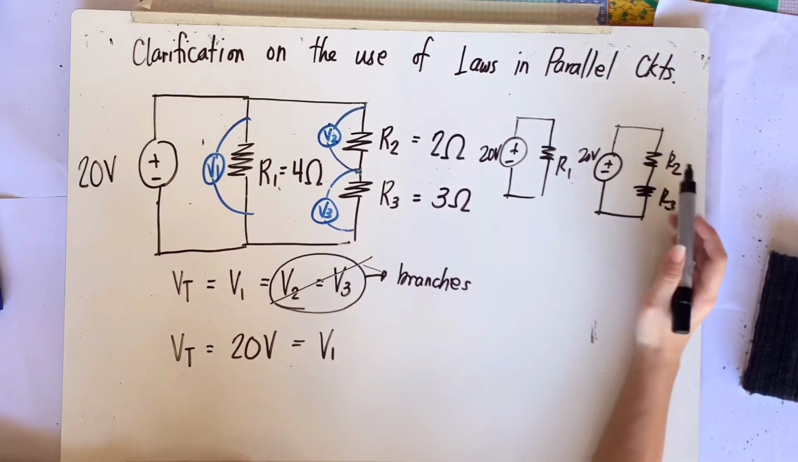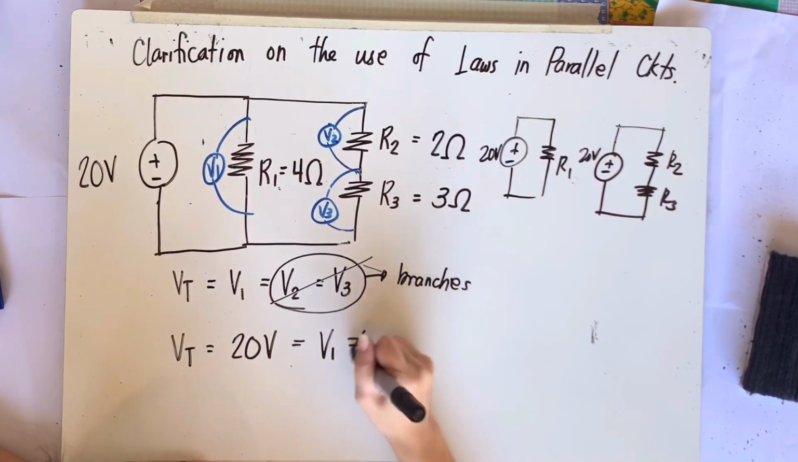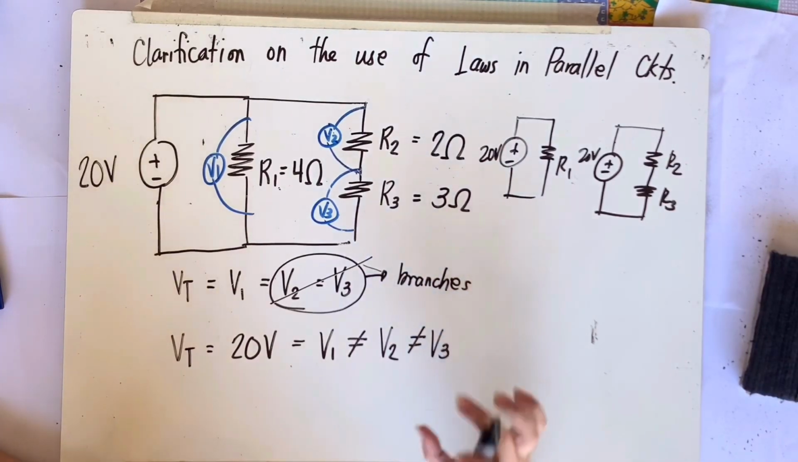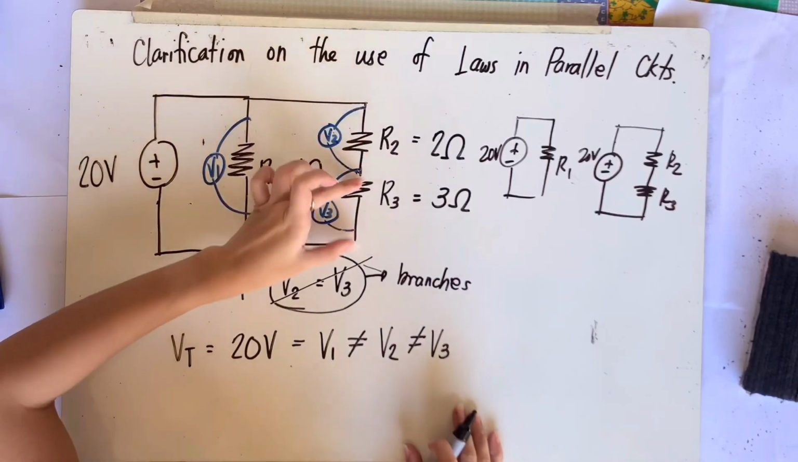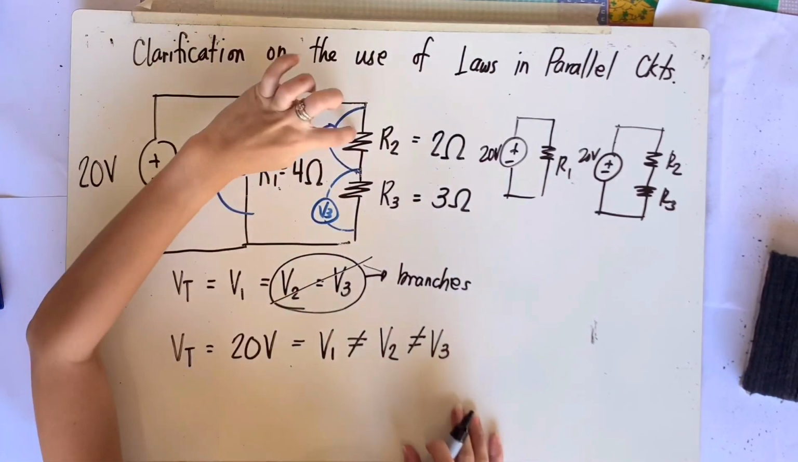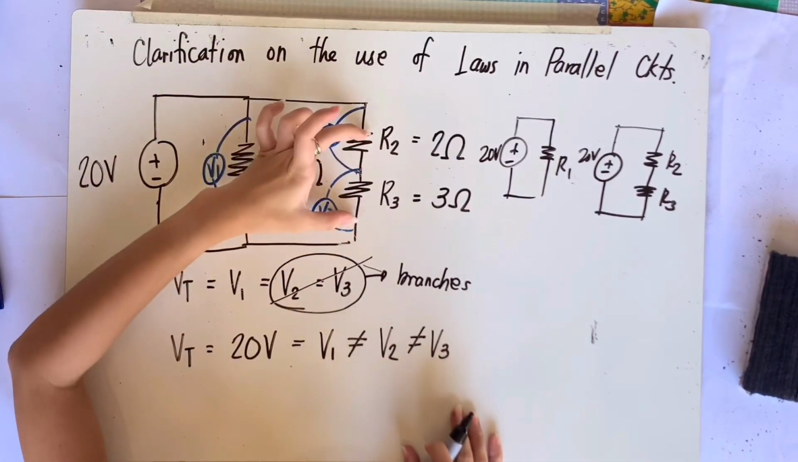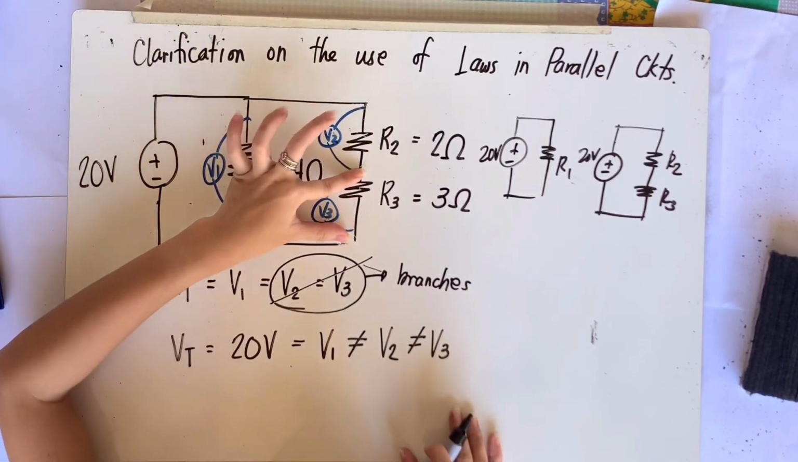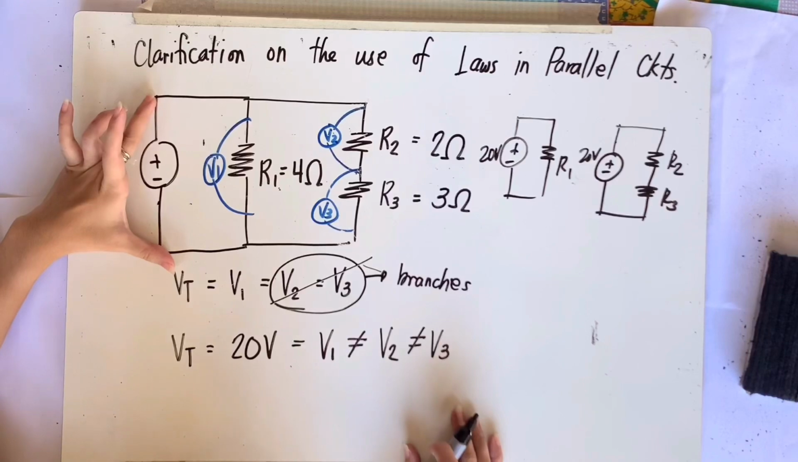Kaya naman, yung voltage 2 natin hindi na siya equal kay V1. And yung voltage 3 natin, hindi rin equal kay V2. At kita mo naman na series connected to. At alam natin, di ba, pag series connected ka, yung sum ng voltages nitong dalawang to, R2 and R3, will be equivalent to the applied voltage.